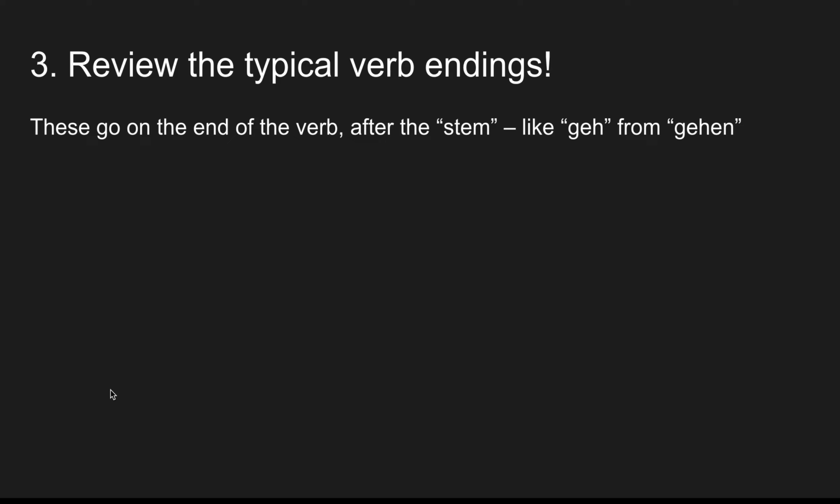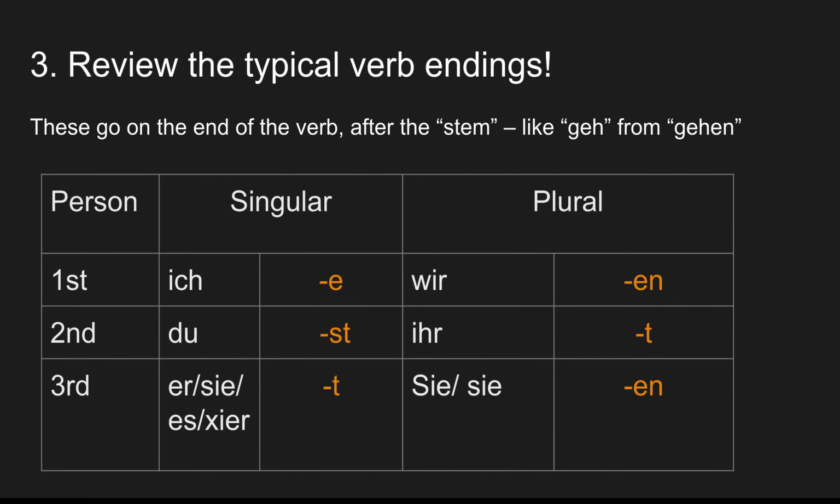Then it's going to be important that you review the typical verb endings to make sure you know these. As you work with them, it will be easier to memorize them. But we're going to start with a verb. I have the example ins Kino gehen, so we'll work from that one. These endings go on the end of the verb after the stem. To get the stem, you take the infinitive and drop the en on the end, and what's left is the stem. In this example, gehen becomes geh, G-E-H, and we'll add these endings.